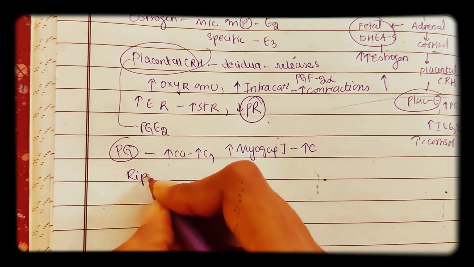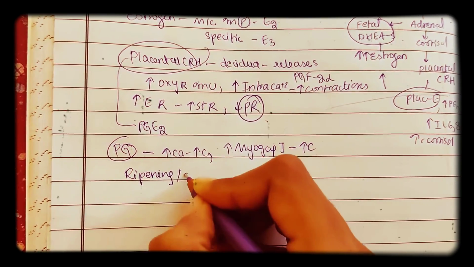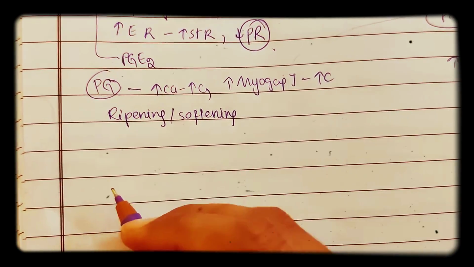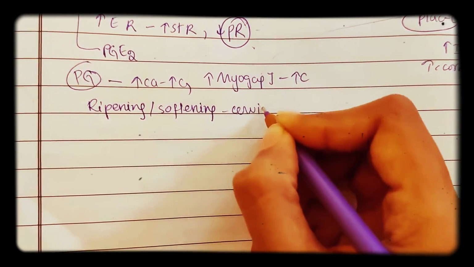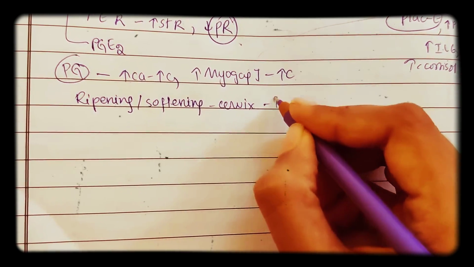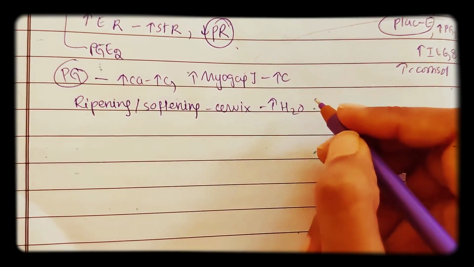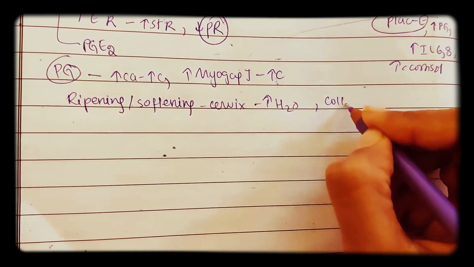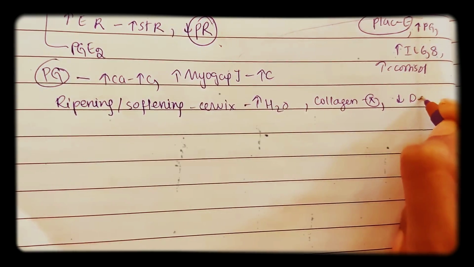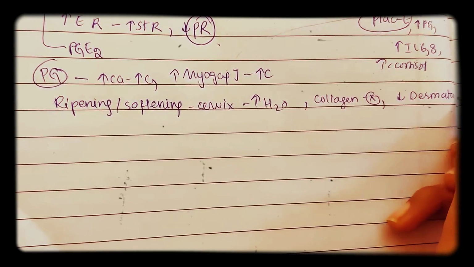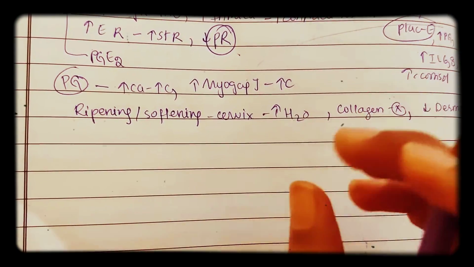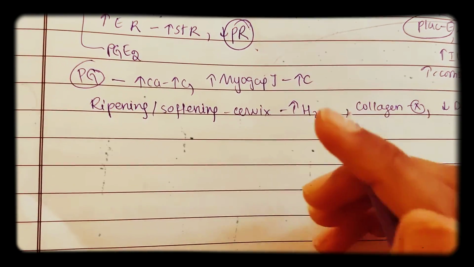Now let us see the process of ripening or softening of the cervix. Why is the cervix getting ripened or softened? It is increasing the water content in the cervix. As the water content increases, collagen is getting broken down, and there is also decreased dermatan sulfate, which starts before true labor pain. So the cervix is also getting ready for labor, okay?